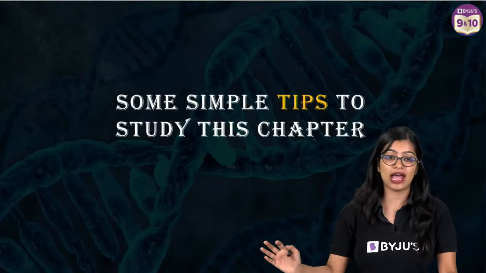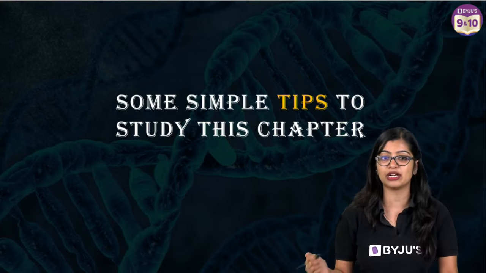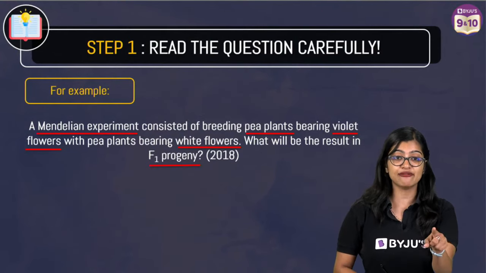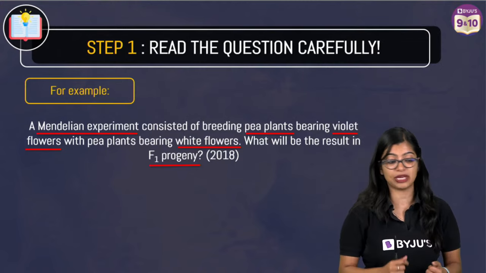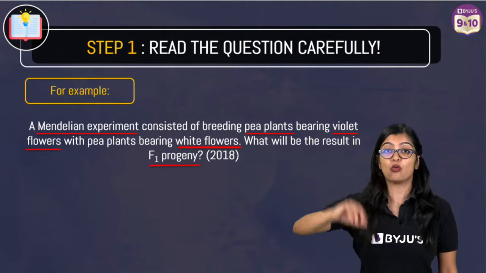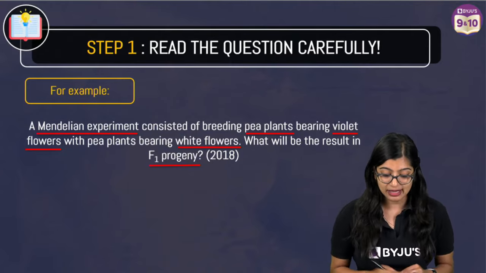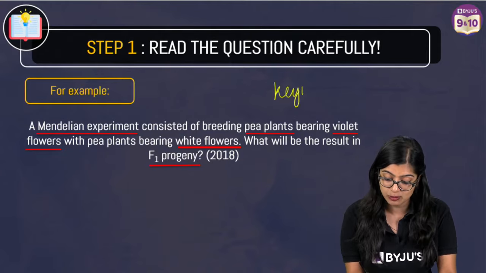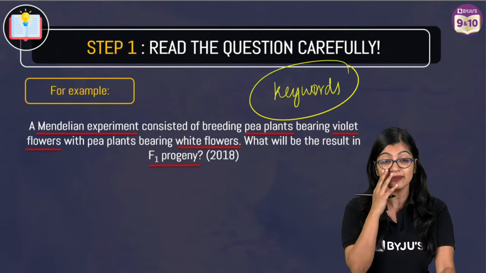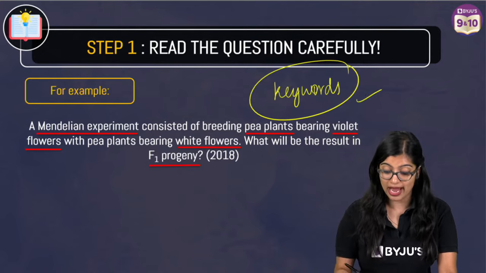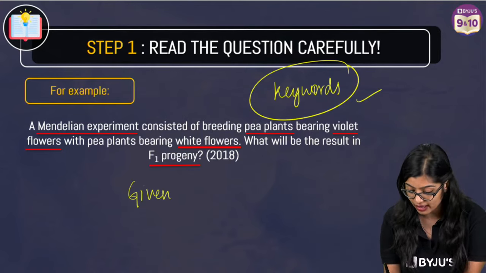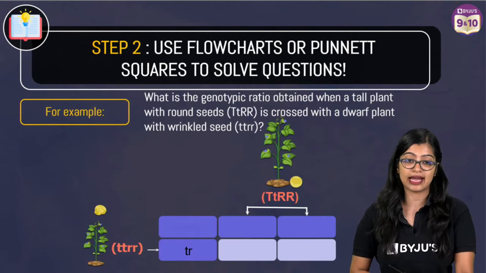So now, before I go ahead with the mentee, here are some quick simple tips that will help you study this particular chapter better. First and foremost, with questions, we need to read the questions a little more carefully. You need to understand what the question is. So spend some time, identify keywords, especially in your exam. You all tend to miss out on the keywords. That's why I'm telling you to read the keywords, break it down, see what is given, write it down, and then go ahead and solve it.